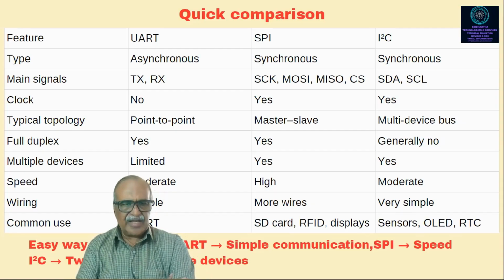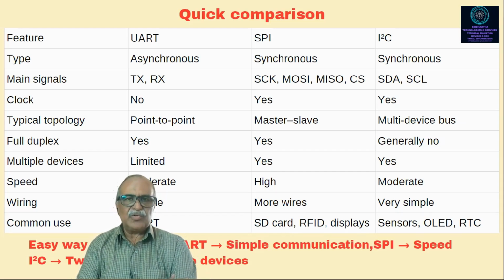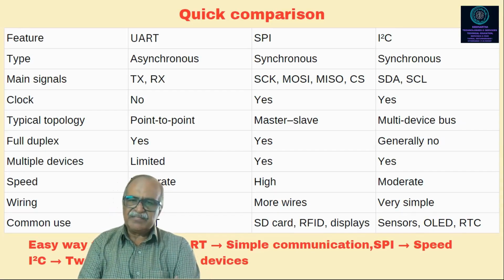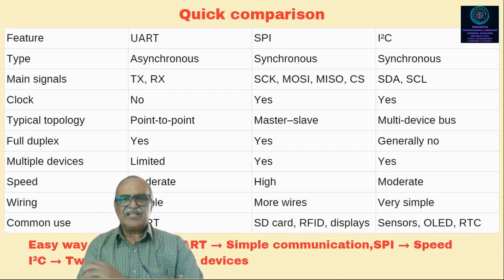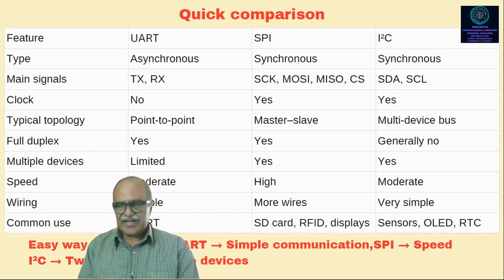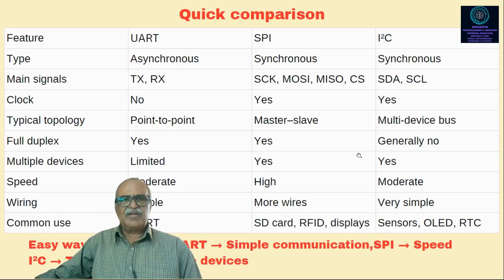So likewise, you have to study the common uses: UART, SD card, RFID, sensor, OLED. These are the usages of UART, SPI, and I²C. An easy way to remember: UART, simple communication; SPI, speed; I²C, two wire plus multiple devices. This is the best way of understanding. All right, now we'll go to interview questions.